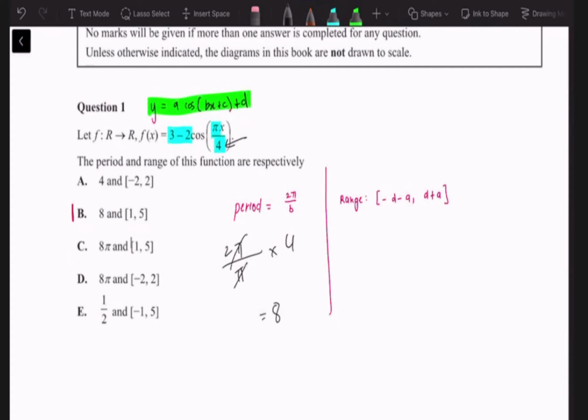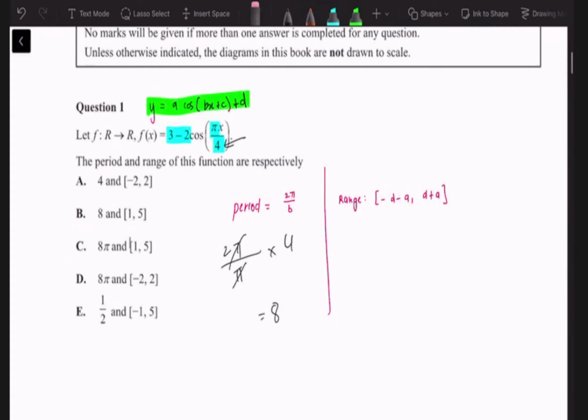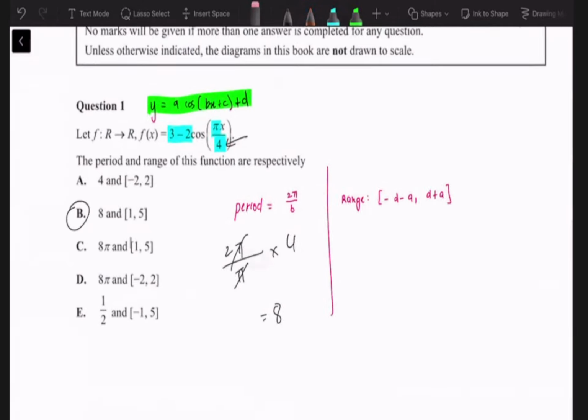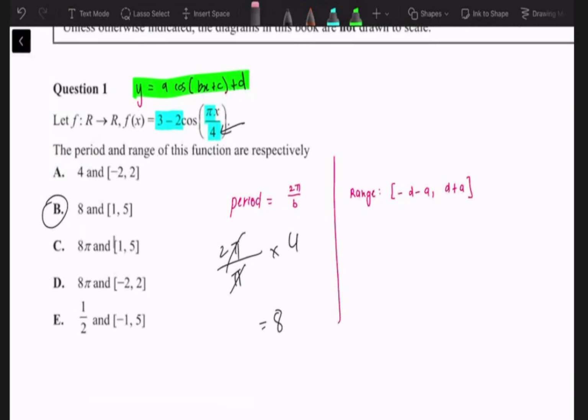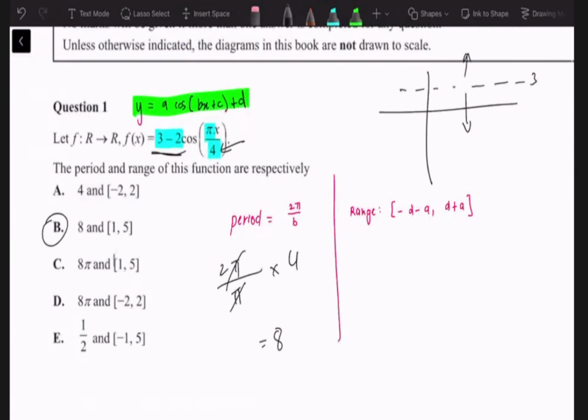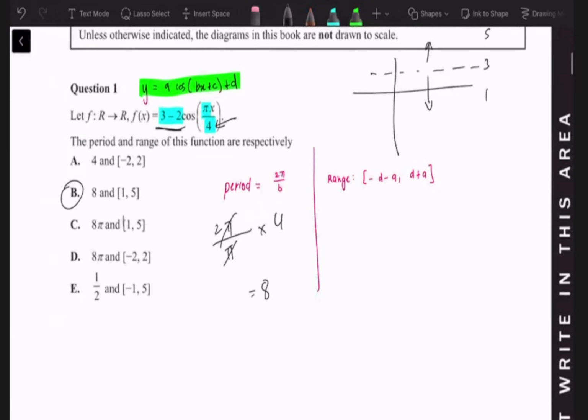And if you get 8, you pretty much don't even have to do the range, because B is the only answer with 8 as the period. But if you do the range, you just have to look at this part of the function, because you know it's going to start at 3 and then go 2 up and 2 down. So it's going to be 5 to 1. And yeah, that also corresponds to B, so it's just B.